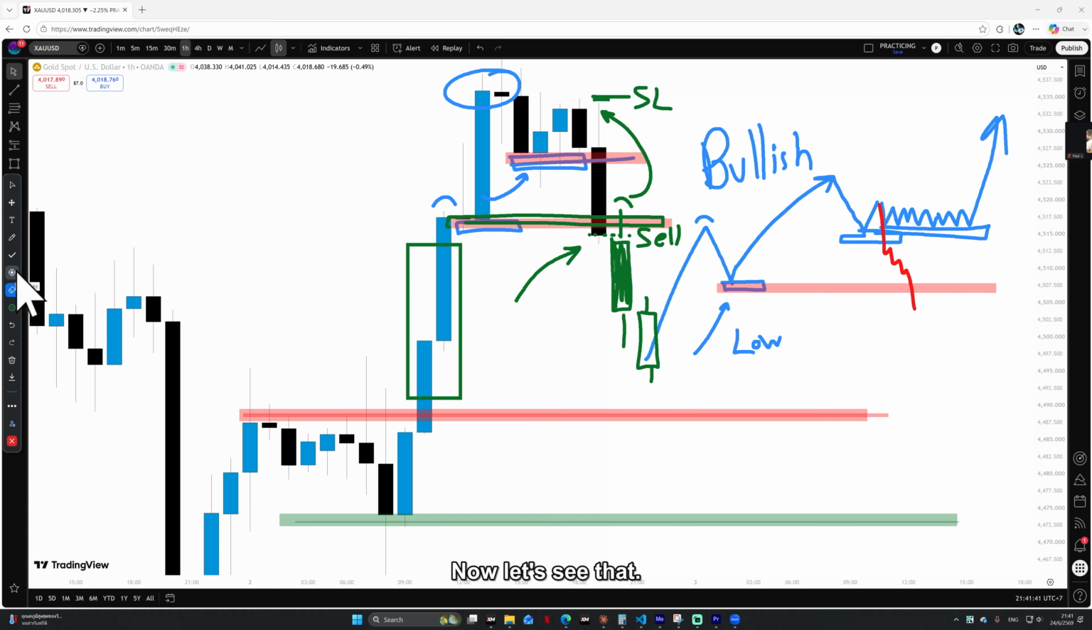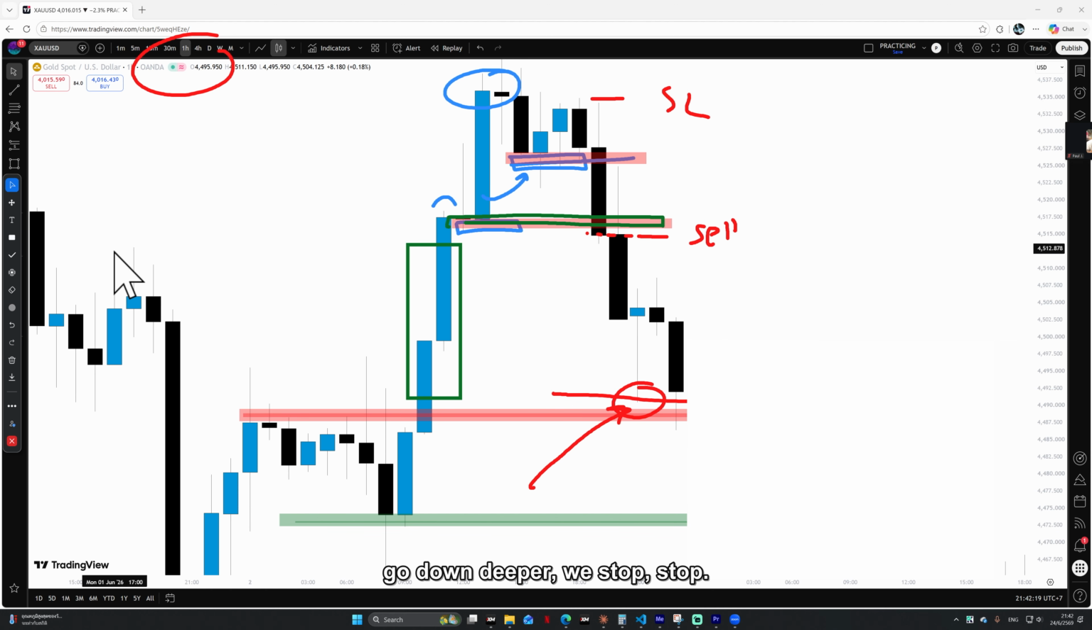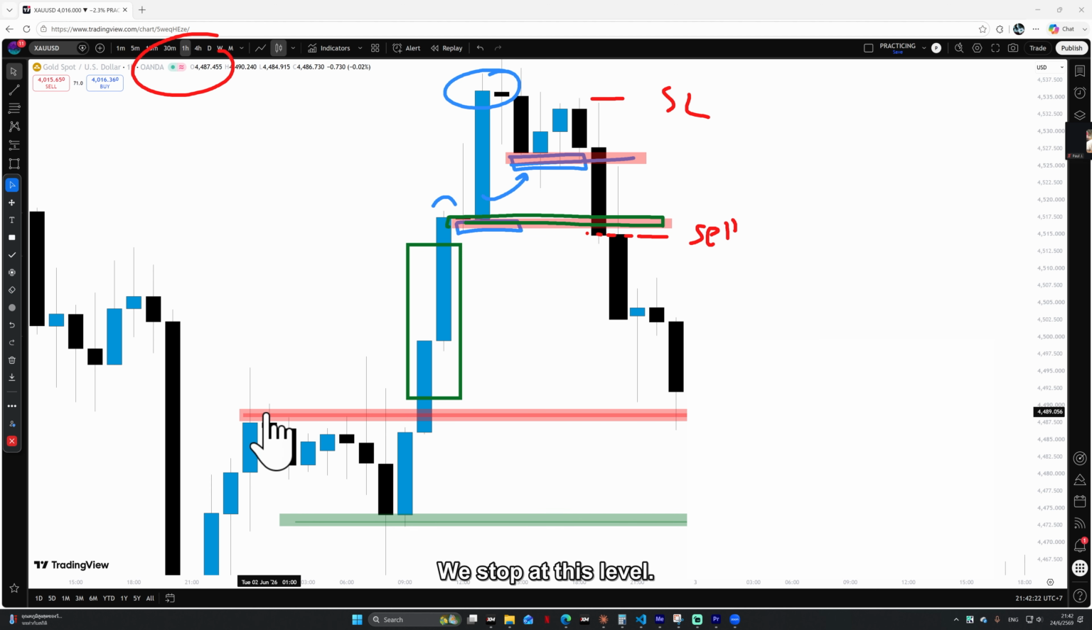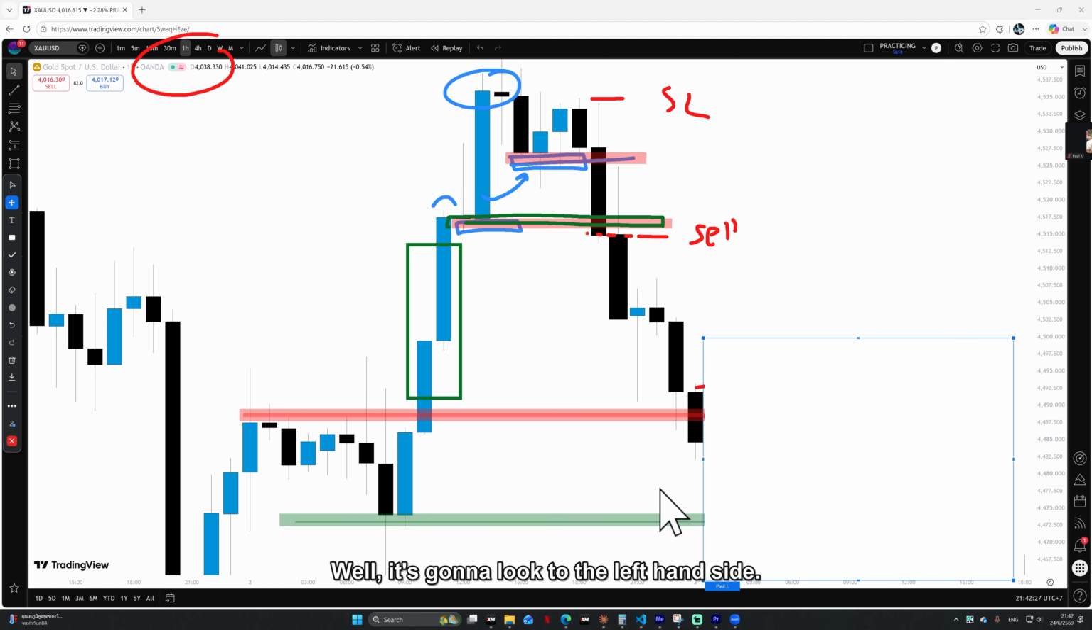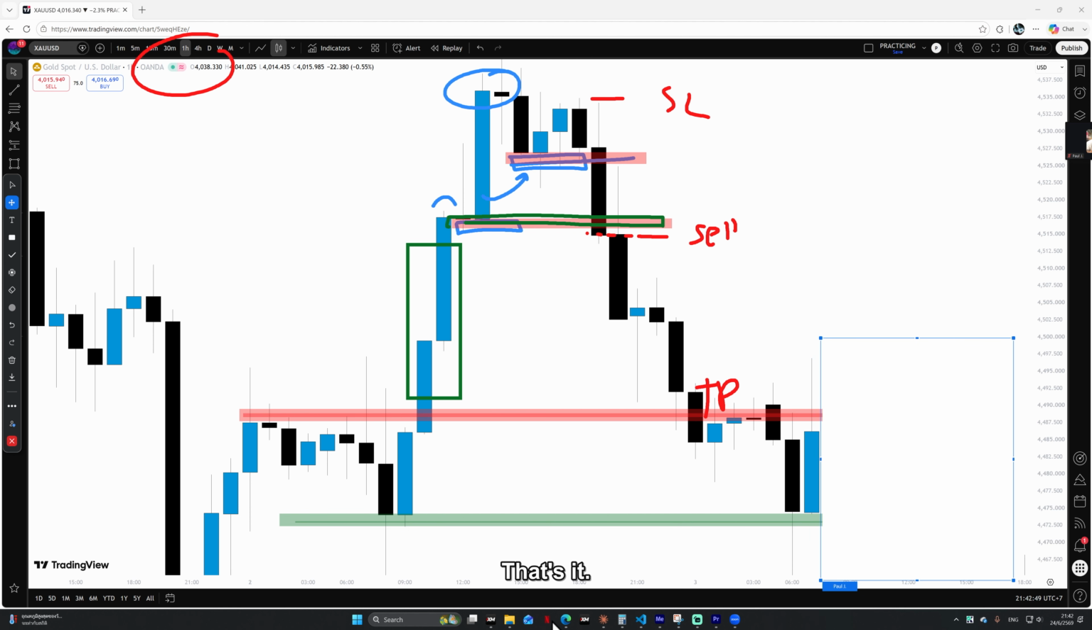Now, let's see what the market is showing us. Now you see it, before price melts down more and goes down deeper, we stop at this level. But when price closes below this again, it's gonna look to the left-hand side. It's gonna ask itself that when we close below this resistance level that we used to break above, where would we want to go next? We want to go down to this level. So what it did, it went down to this level before it rejected. That's it.